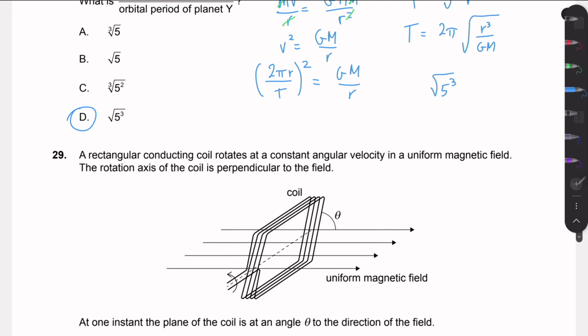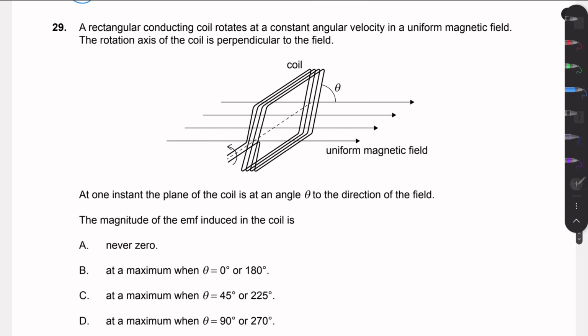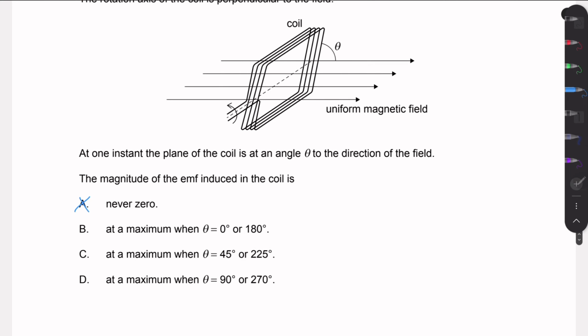So D. And here we have a rectangular conducting coil rotating at constant angular velocity. And at one instant, the plane of the coil is at an angle of theta. The magnitude of the induced EMF in the coil is never zero. Well, that's not true, because if we think about some graph, this is going to vary sinusoidally, like a sine graph or a cosine graph, whatever we took as the initial condition. And it is zero in multiple places, so that's not true.